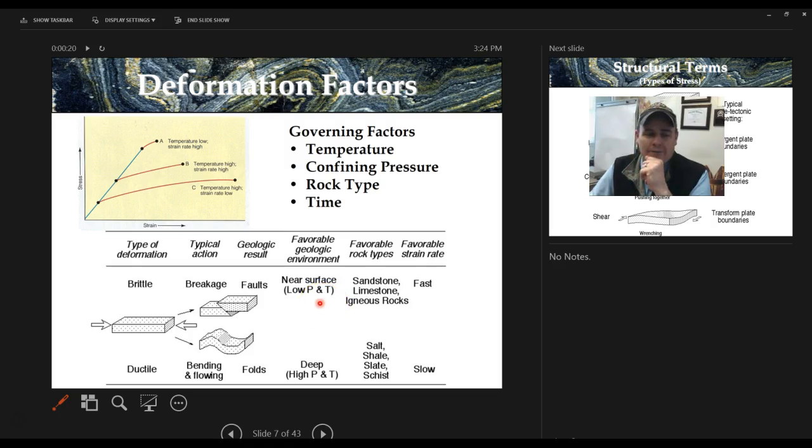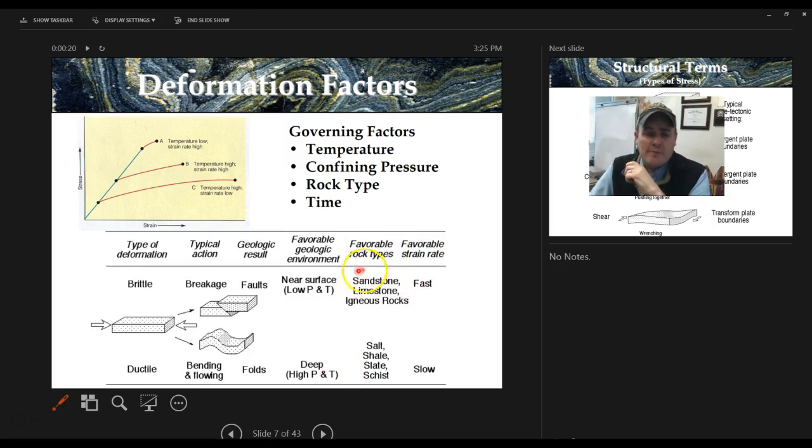Okay, so still big enough pressure to actually break the rock, but not high enough temperatures, and cold enough that it would actually act brittly and not ductily. Whereas folds tend to form deep in the earth, where you have ductile deformation. Okay, so high pressures and high temperatures.